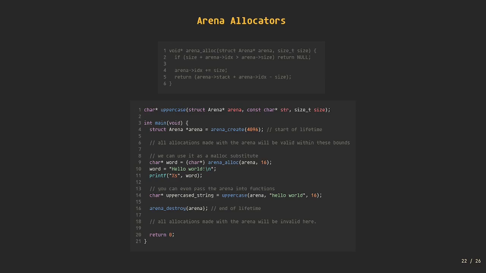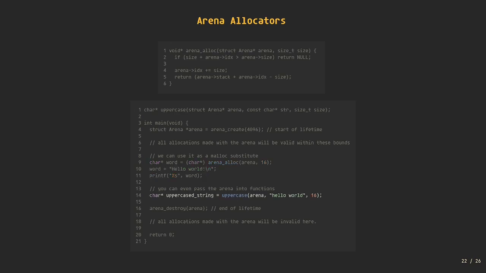First, we declare the start of the lifetime by creating an arena with a specific size. So you can think of this as allocating a bunch of memory up front, and this is the start of our lifetime again. So all allocations made with that arena will be valid while that arena is alive. We can use it as a malloc substitute here, wherein we just pass in the arena along with the size that we want to be allocating, and then we cast it just like how we did with malloc because it's a void pointer. We can reassign it because again it's our own pointer now, and then we can use it just like any other pointers that we have allocated with malloc.